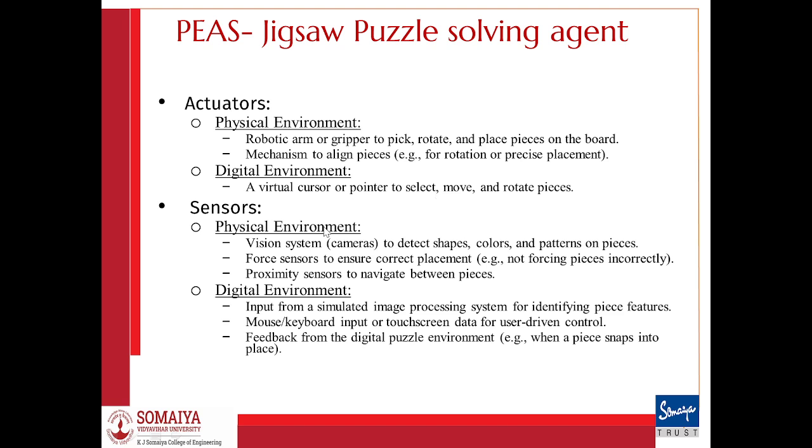The sensors are required to interpret the state or the scenario, and for that you require some systems to identify the pieces, detect the colors and so on. So a physical environment would contain some vision systems, force sensors to ensure the correct placements, etc., and proximity sensors to navigate between the pieces, while the digital environment might have some inputs from a simulated image processing system to identify the piece features. There could be some feedback to let us know if the piece placement has been correct or not.